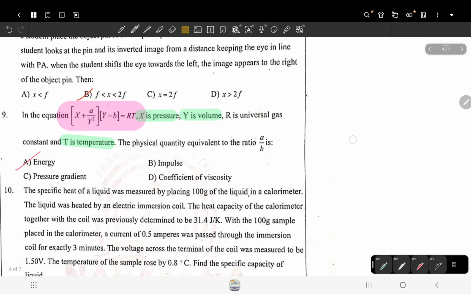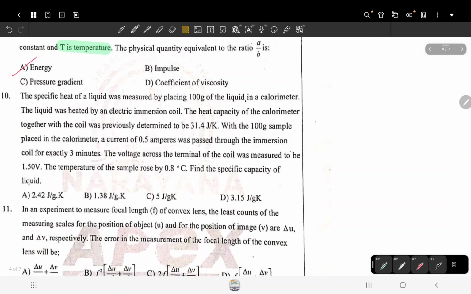Right. So look at the 10th question. The specific heat of a liquid was measured by placing 100 grams of liquid in a calorimeter. The liquid was heated by an electric immersion coil. The heat capacity of the calorimeter together with the coil was previously determined to be 31.4 joule per Kelvin with 100 grams of sample placed in the calorimeter. A current of 0.5 amperes was passed through the immersion coil for exactly 3 minutes. The voltage across the terminal of the coil was measured to be 1.50 volt. The temperature of the sample was, oh my god, it's a big question.